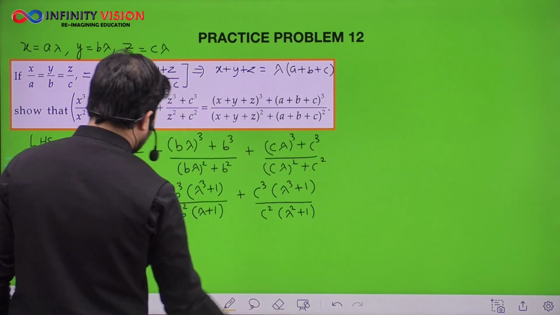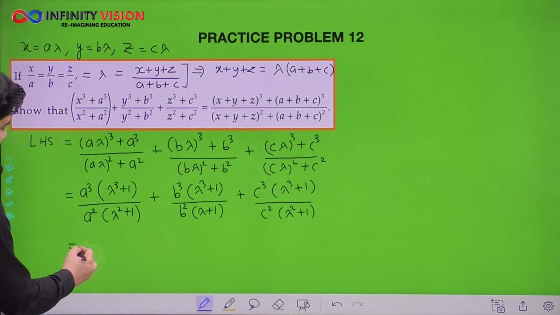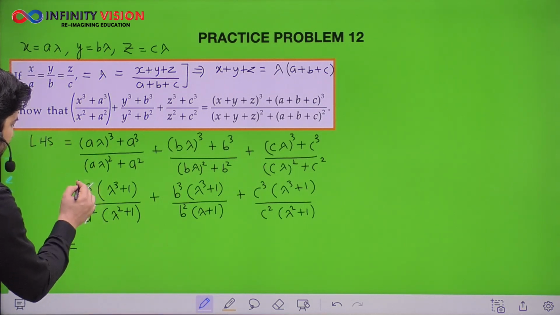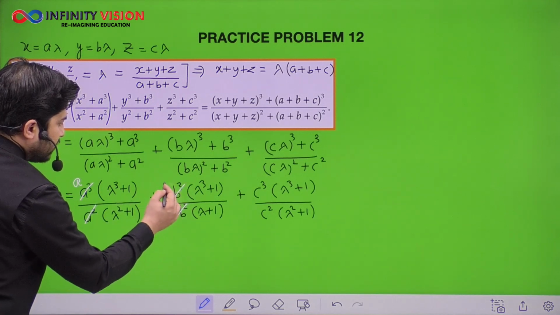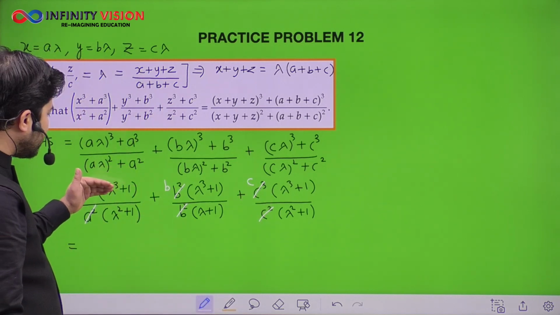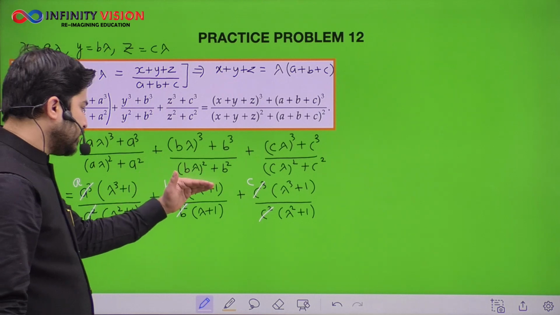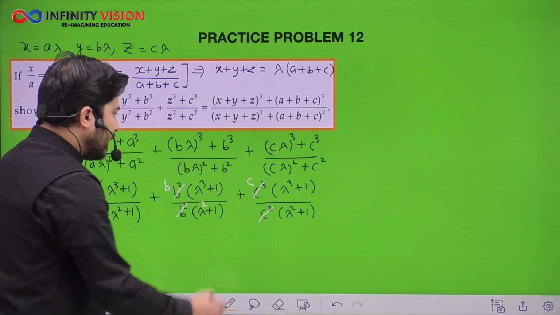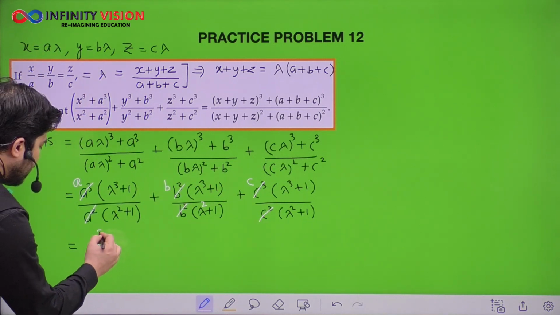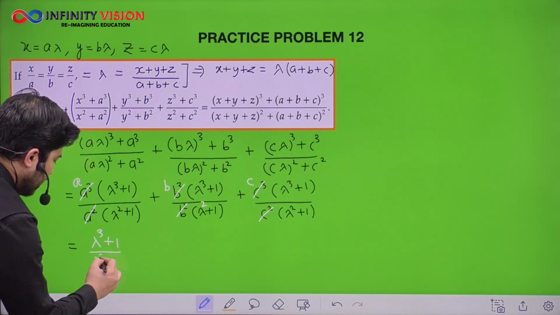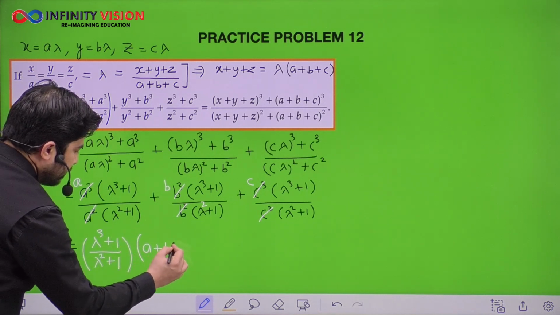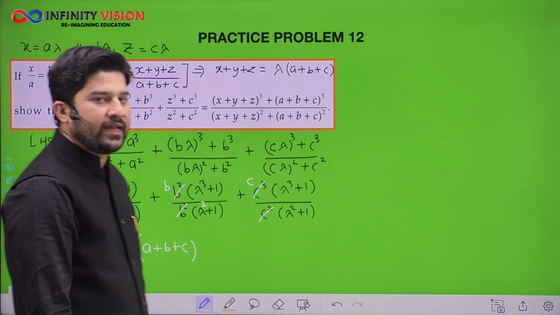Now a square will cancel a cube with a, b square will cancel b cube with b, and c square will cancel c cube with c. And you will notice that lambda cube plus 1 upon lambda square plus 1 appears in all three terms. The constants are the same, so you are going to say lambda cube plus 1 upon lambda square plus 1 into a plus b plus c. This is nothing but your left hand side.